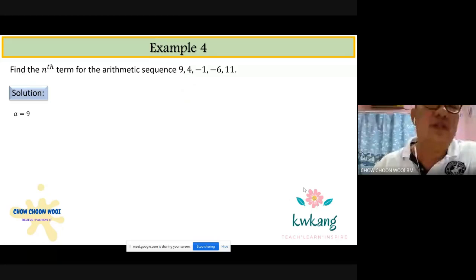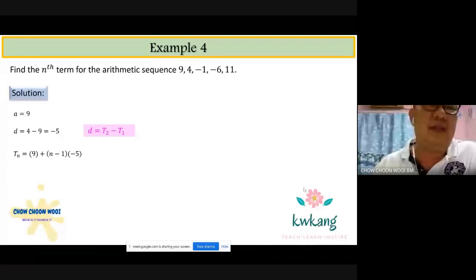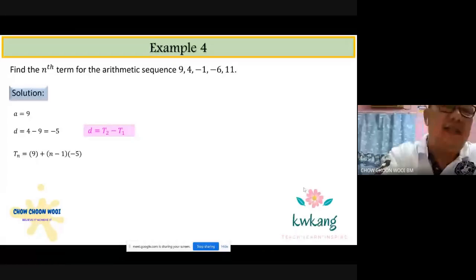So solutions. Where A is equal to 9, the first one. Okay, D is equal to 4 minus 9. So D is equal to T2 minus T1. Dia guna, so Tn is equal to A plus (n minus 1)D. Always write down the formulas first. A plus (n minus 1)D.